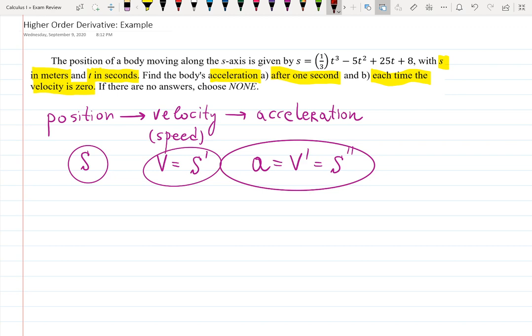Hopefully you remember that if you have a position given, which we call s, then the velocity or speed, there's a difference between velocity and speed, one can be negative and the other cannot, is the first derivative of the position. Then acceleration comes from the first derivative of the velocity, or it's the second derivative of the given position.